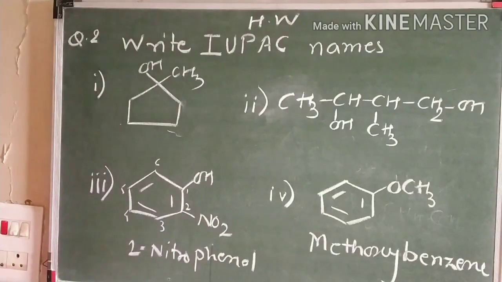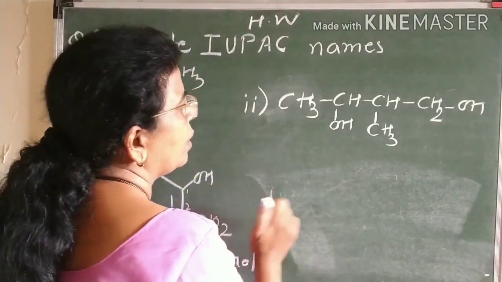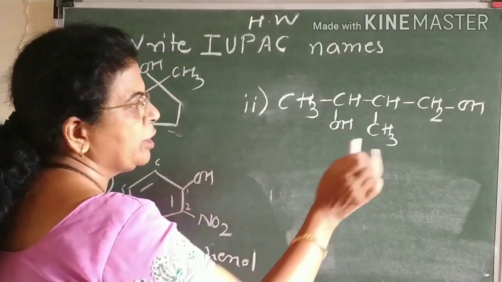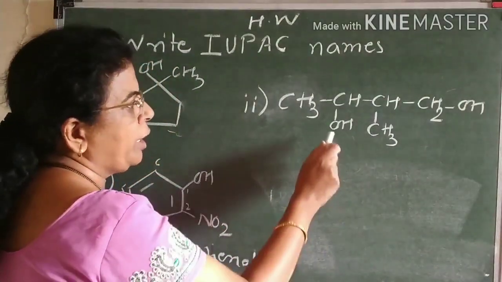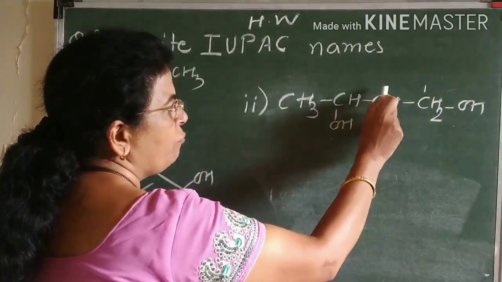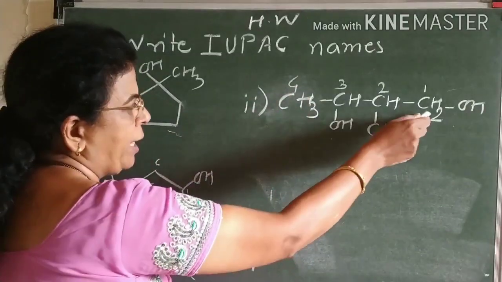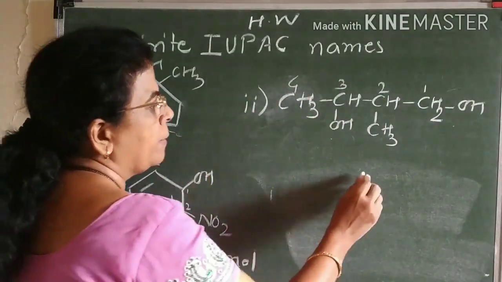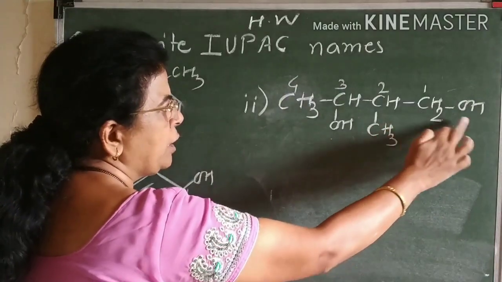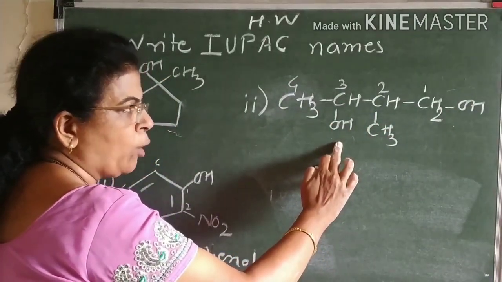Now this second one. Give numbering from the end which is nearer to the functional group. Here there is a functional group, here also a functional group. Now number from this position 1, 2, 3 and 4. The parent alkane is butane. Here at 1 position there is an OH group, at 3 position there is an OH group, therefore it is a diol.